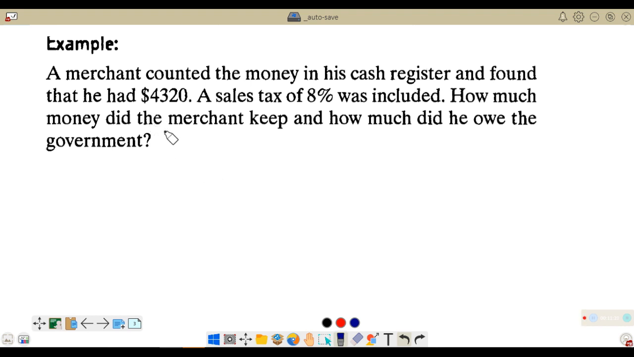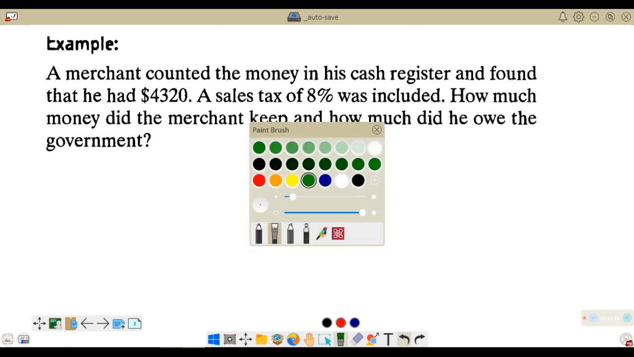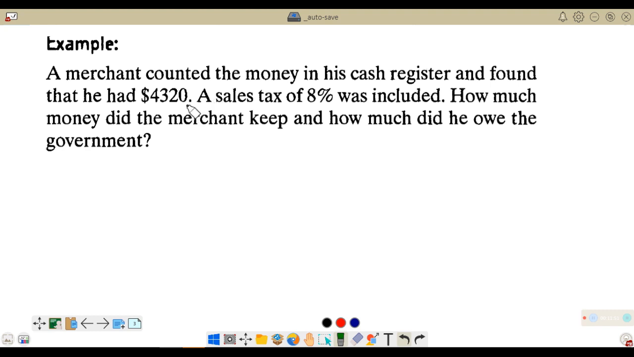Now, let's go to this example. A merchant counted the money in his cash register and found that he had $4,320. A sales tax of 8% was included. How much money did the merchant keep and how much money did he owe to the government? So, all in all, may kinita siya for the whole day na 4,320 from the sales. Pero lahat ng benta niya na yon, hindi pa nababawas yung babayaran niya sa tax. So, ang tanong natin, magkano yung matitira sa kanya pag nagbayad siya ng tax? At magkano yung kailangan niyang itabi na ibabayad niya for the tax?